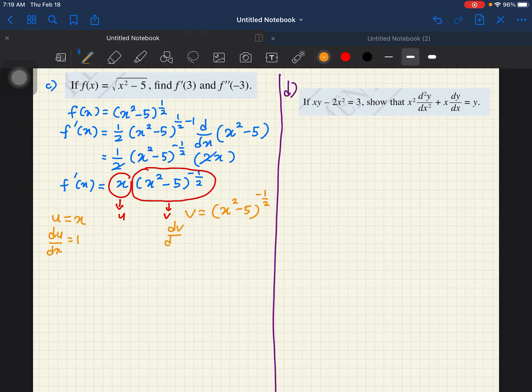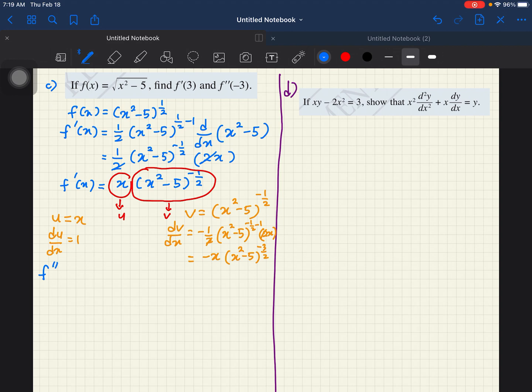V pula, dv over dx is equals to negative 1 over 2 X square minus 5, negative 1 over 2 minus 1. And I dah differentiate siap-siap 2x. Okay, so I potong 2, dia jadi negative x, X square minus 5. Berapa tu? Negative 1 per 2 tolak negative 3 per 2, right? Okay.